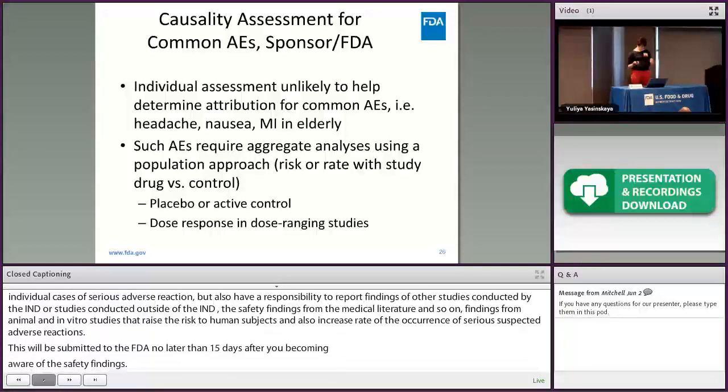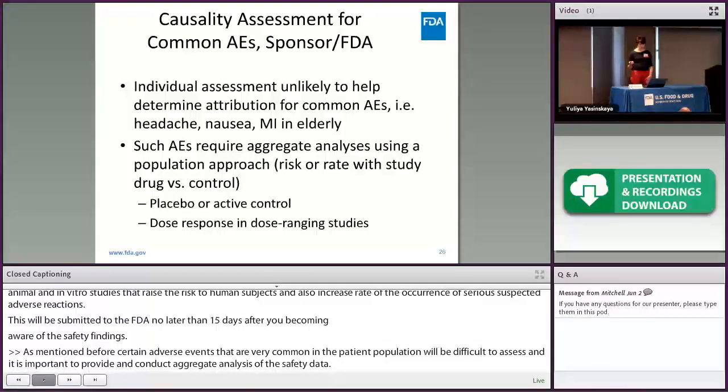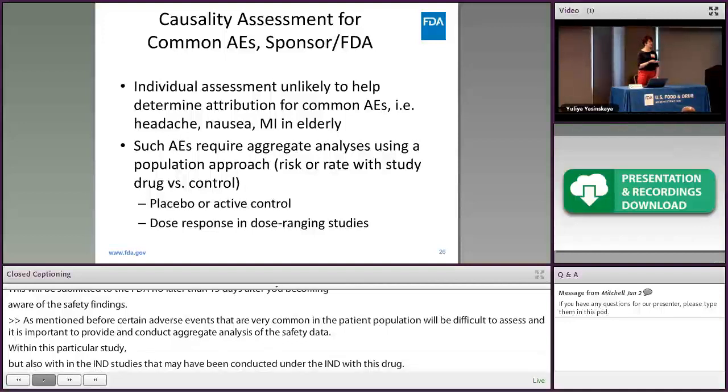It's important then to conduct aggregate analysis of the safety data within this particular study, but also within the IND, across many studies that might have been conducted under the IND with this drug. The comparator could be a placebo or active comparator, but in addition, it could be in dose-ranging studies with a lower dose relative to what you're going to be assessing for safety.